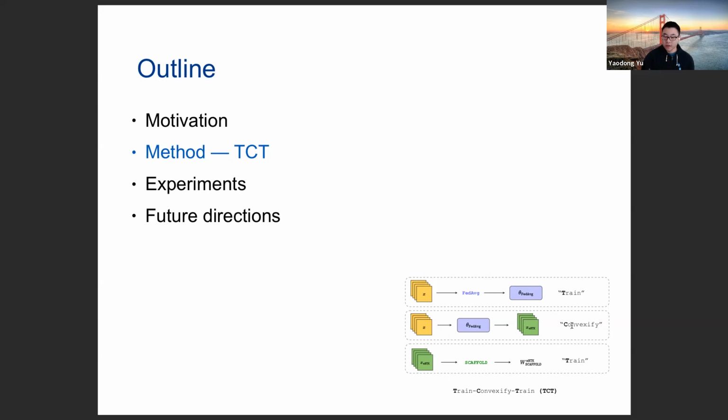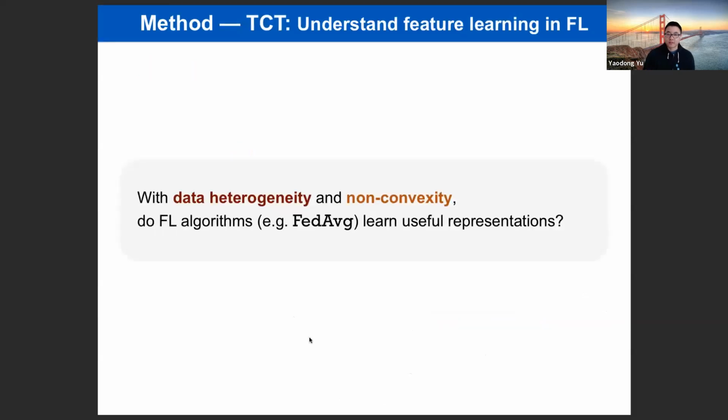Next I will present our proposed approach to tackle this issue of heterogeneity, named Train, Convexify, and Train, TCT for short. The first question when we started this project and dug into the problem: as we saw before, federated averaging is not generalizing very well in terms of accuracy. But the other question is, what's the quality of the representations learned by these federated learning algorithms? Basically, is the neural network learning something useful in terms of representation power?